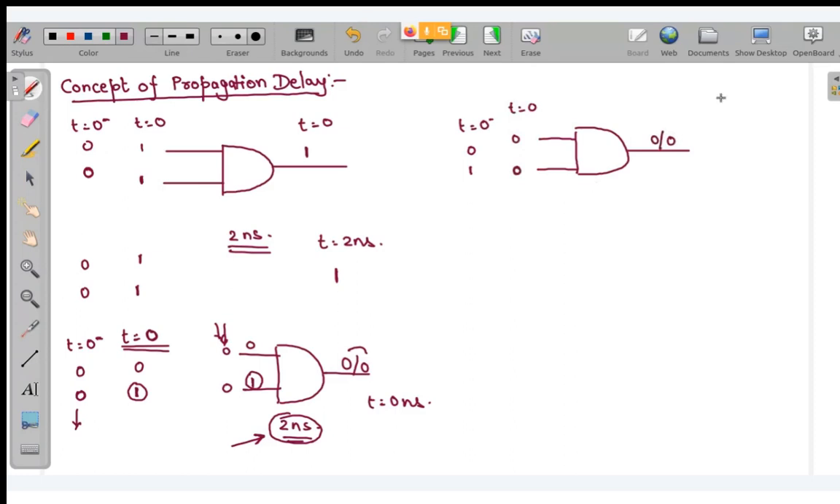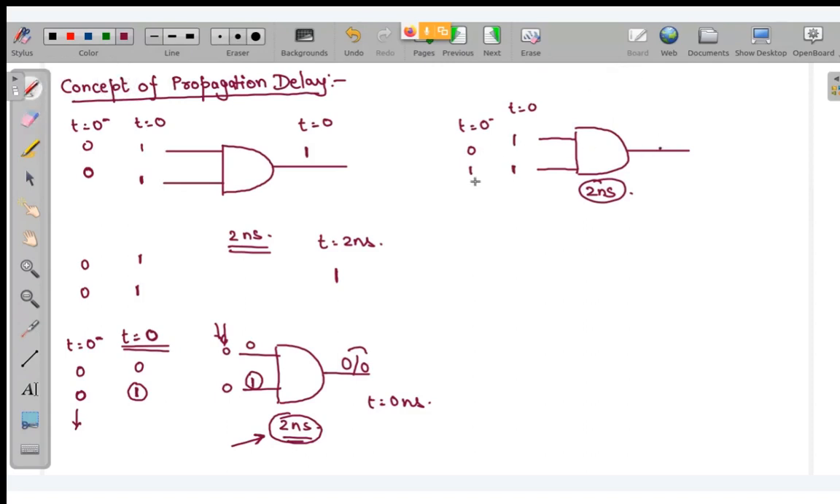There will be no concept of propagation delay, even though the fact is that there is a propagation delay of 2 nanoseconds. See, your output is not making any transition. But if at t equal to 0 you had applied the input 1 1, then this propagation delay effect will kick in.